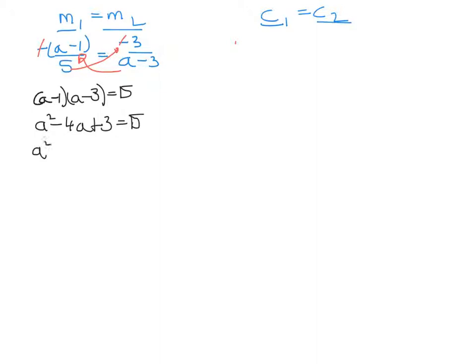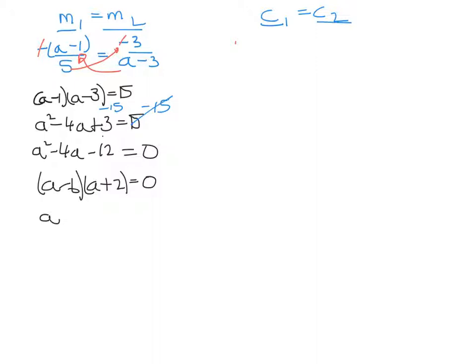Now if I minus 15 from each side, I'll end up with 0 on this side, and 3 take away 15 is minus 12. Now if I factorize this, that'll be (a minus 6) and (a plus 2), which would give me either a is equal to 6 or a is equal to minus 2.